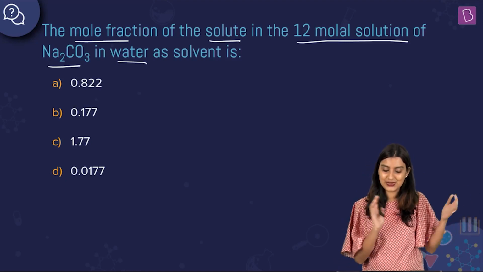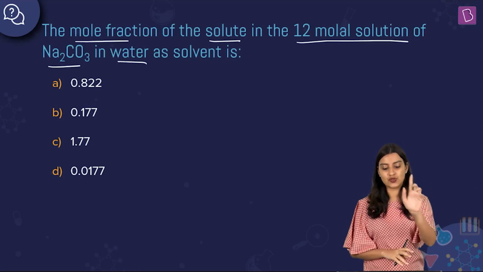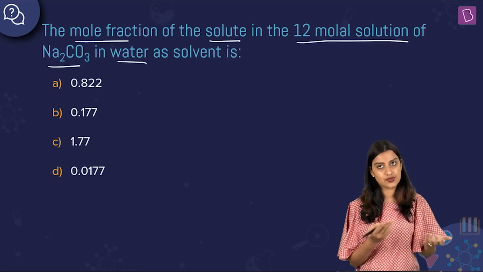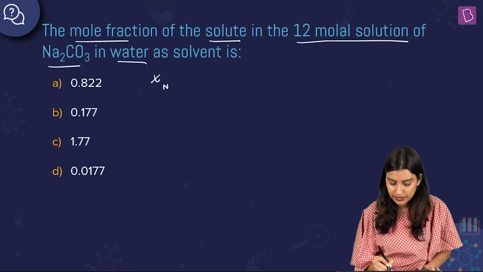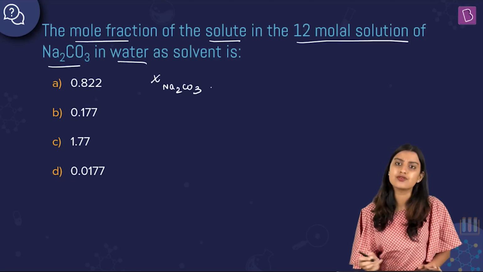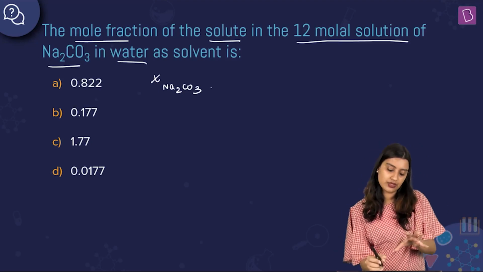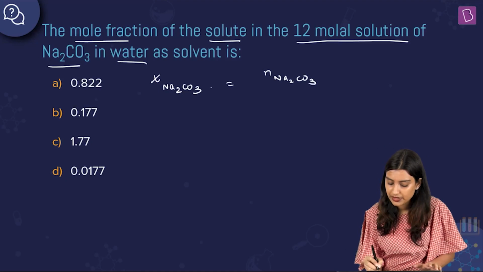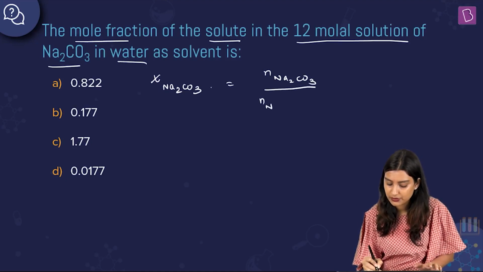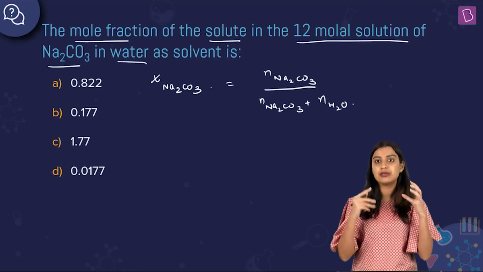Okay, so yeah, you have that. You need to calculate the mole fraction of solute, right? So what is your solute? Sodium carbonate. You need to calculate the mole fraction of sodium carbonate. What is sodium carbonate commonly known as? Washing soda, okay? So you have to find out this value, which is nothing but number of moles of Na2CO3 divided by total number of moles, that is number of moles of Na2CO3 plus number of moles of water, because it's a solution of sodium carbonate in water.